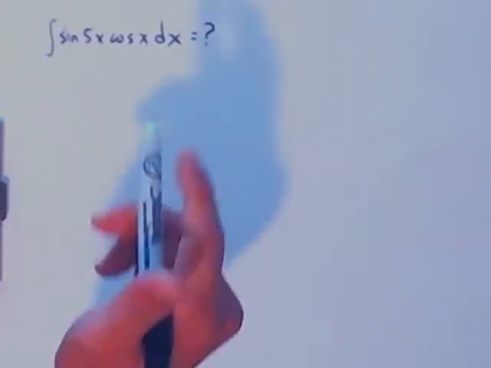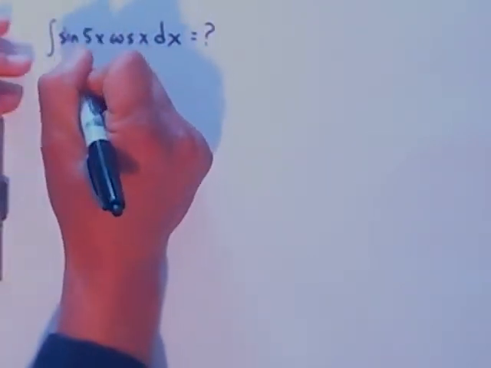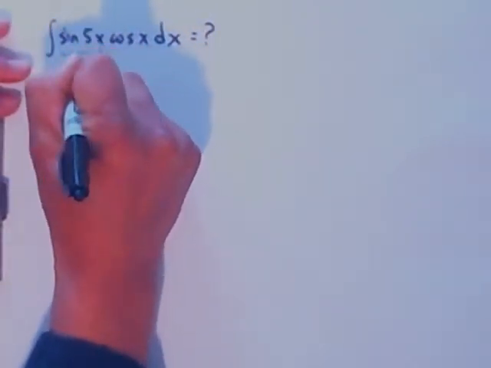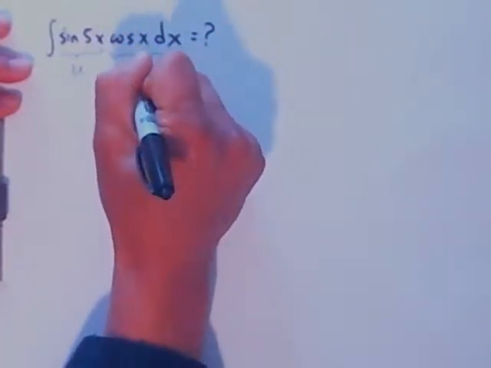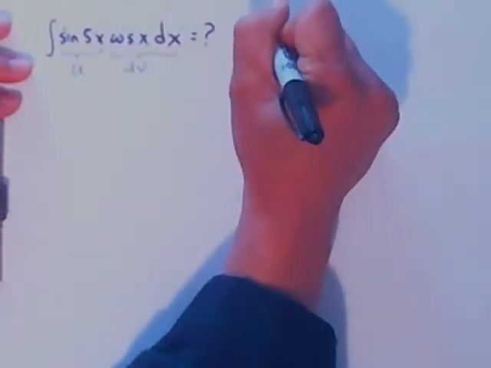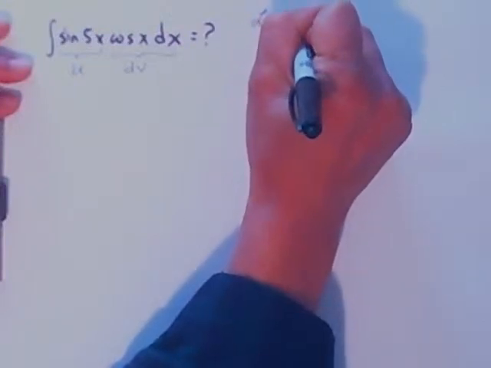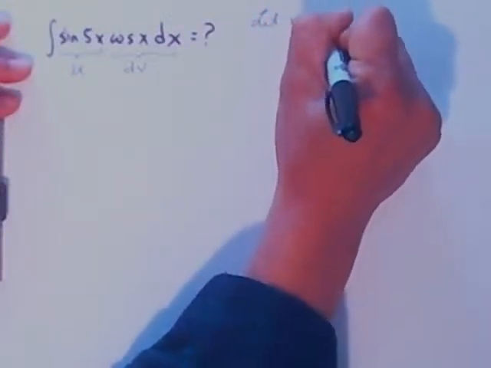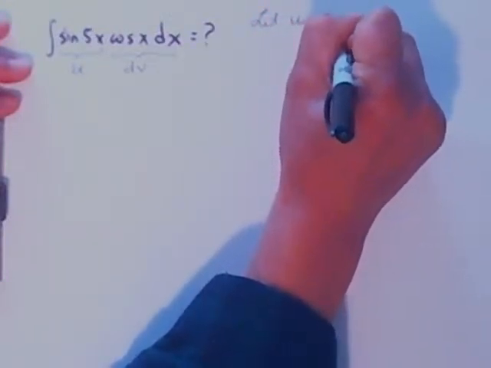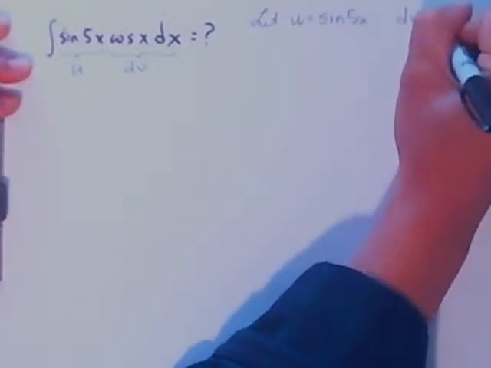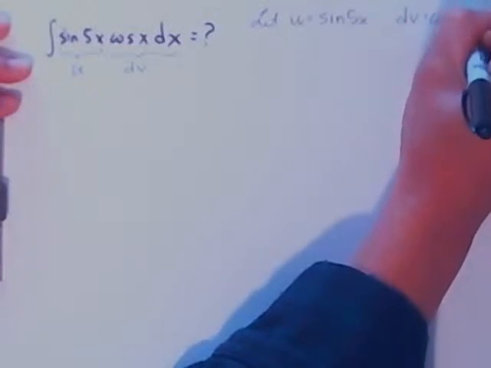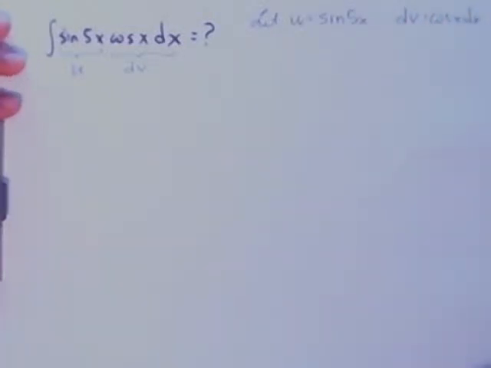So here we go. We're going to use integration by parts. I'm going to let this portion be u and this portion be dv. So we're going to let u equal sine of 5x, and then dv is equal to cosine of x dx. You can all see that.